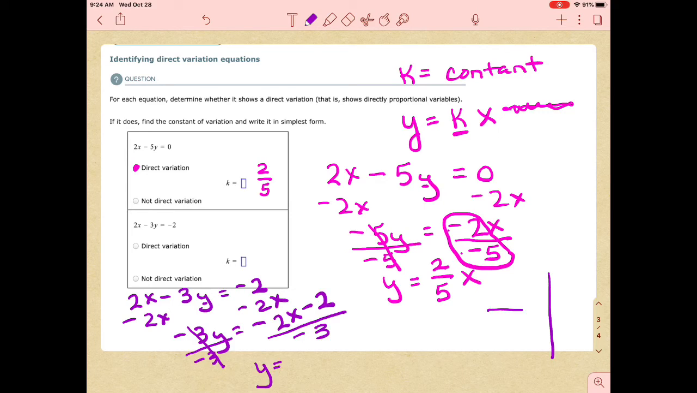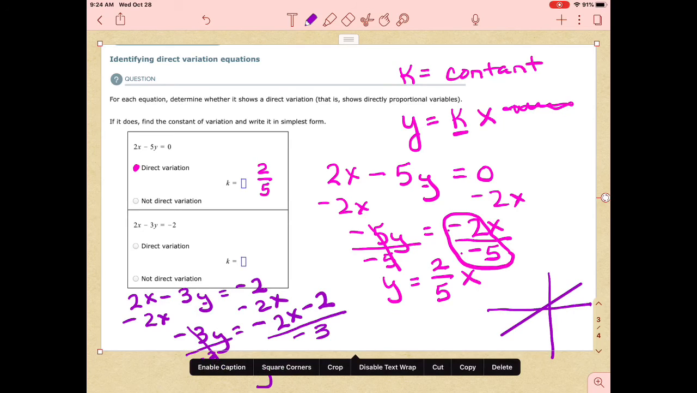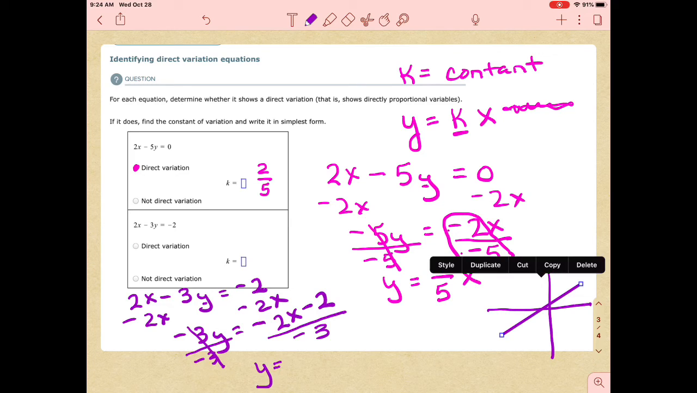Here's a little version. Direct variations are lines that go straight through the middle like that. And in this case, we're going to end up with something that actually comes down something like that.